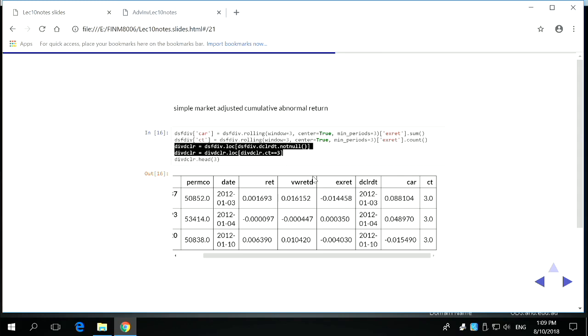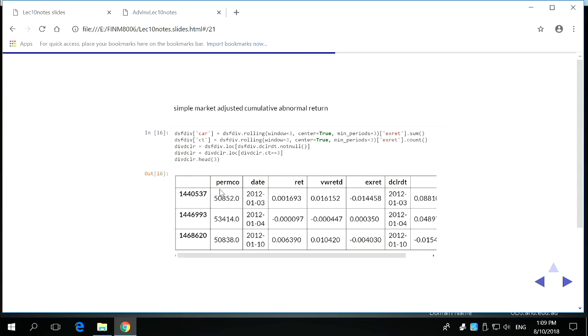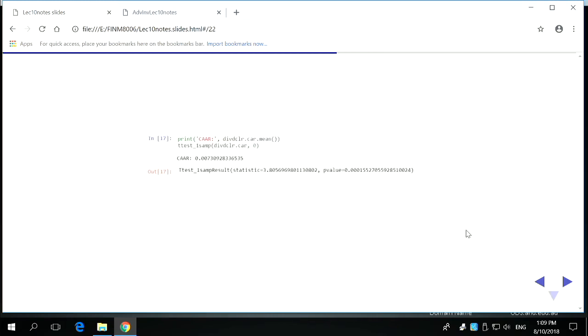So in sum, what I have here is the cumulative abnormal return for each of those announcements, different firms at different dates. So one firm, one date is one event, right? Now I can calculate the average of these, which will be CAAR. So CAAR, cumulative average abnormal return, is just the CAR I calculated, and then take the average, take the mean.